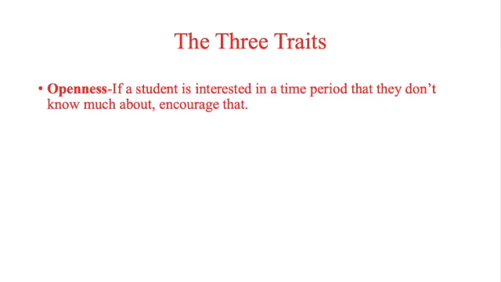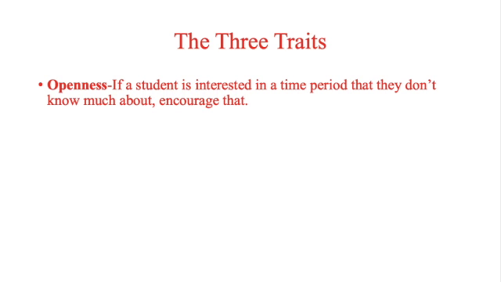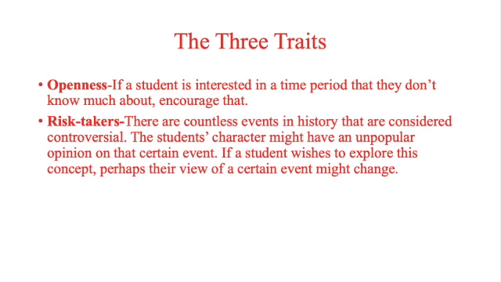So the first one was openness, and if a student is interested in a time period that they don't know much about, encourage that. Risk takers. There are countless events in history that are considered controversial. The student's character might have an unpopular opinion on that certain event. And if a student wishes to explore this concept, perhaps their view of a certain event might change.